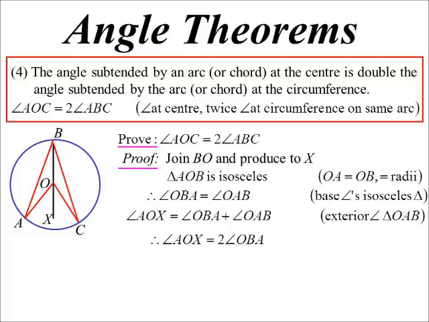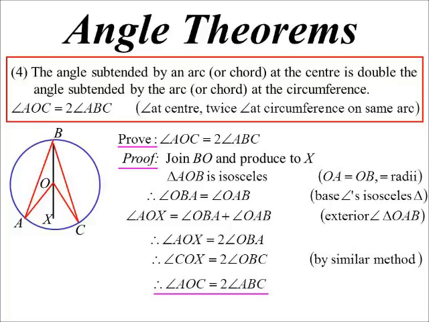Well, that was the left-hand side of my line that I drew in. I could have done exactly the same thing on the right-hand side. So similarly, or by similar method, I could say angle COX is twice OBC. And if I add those together, I get the result I'm looking for. So angle AOC must be twice angle ABC. And there's our proof.